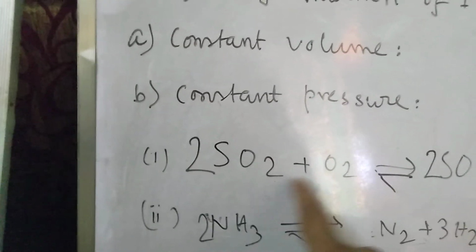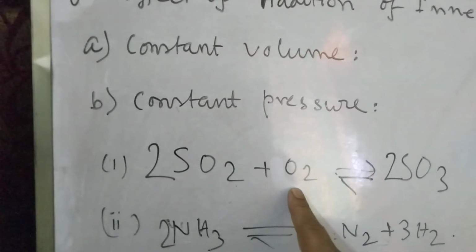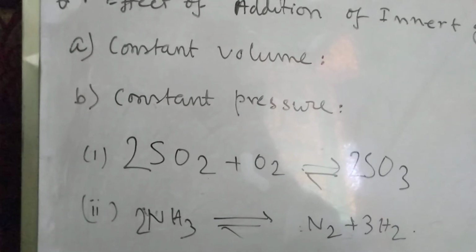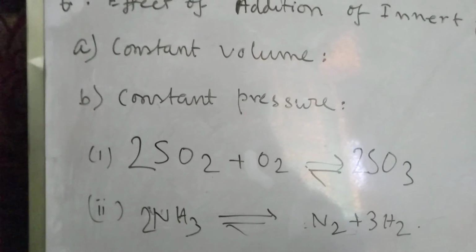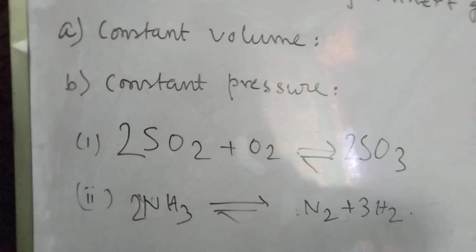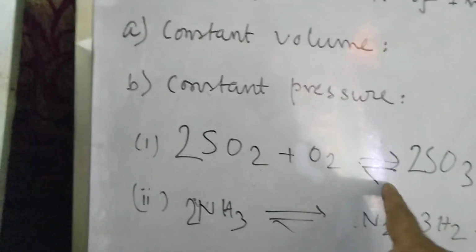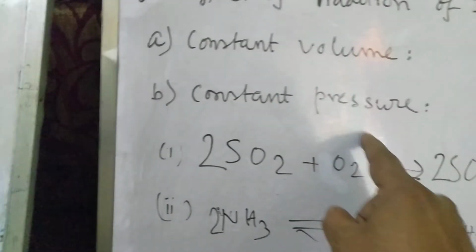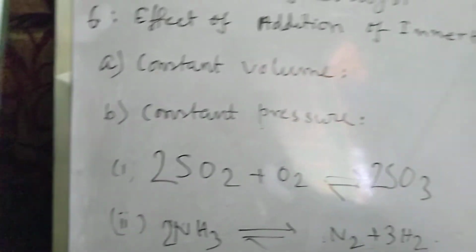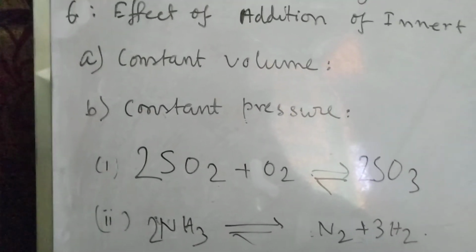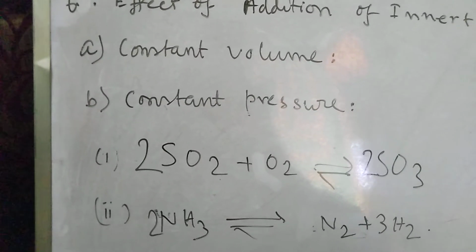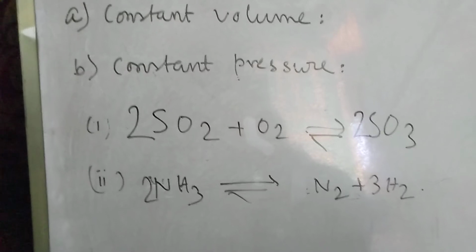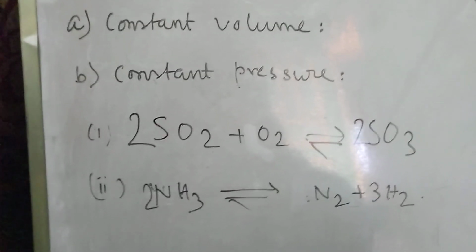Suppose sulfur dioxide and oxygen: 2 molecules of sulfur dioxide react with 1 molecule of oxygen producing 2 molecules of sulfur trioxide. If we add inert gas, the concentration of reactant and product decreases. So what will happen? The reaction will shift towards the backward one. Here 2 molecules dissociate into 3 molecules. So the number of molecules increases, and so the equilibrium constant remains the same and the equilibrium will be unaffected. So the backward reaction will occur in that case.